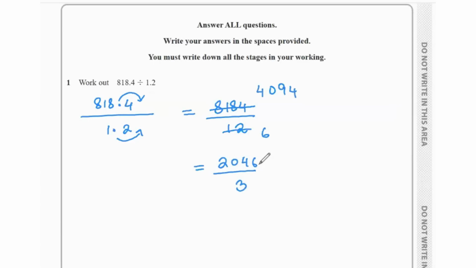If we add up the digits in the numerator, 2 plus 4 is 6, 6 plus 6 is 12. So 12 is divisible by 3, so that means we can divide 2,046 by 3. It's going to give us 682. For the divisibility rule of 3, you need to add up all of the digits in the number, and if the sum of the digits gives us a number that is divisible by 3, that means the original number is also divisible by 3.